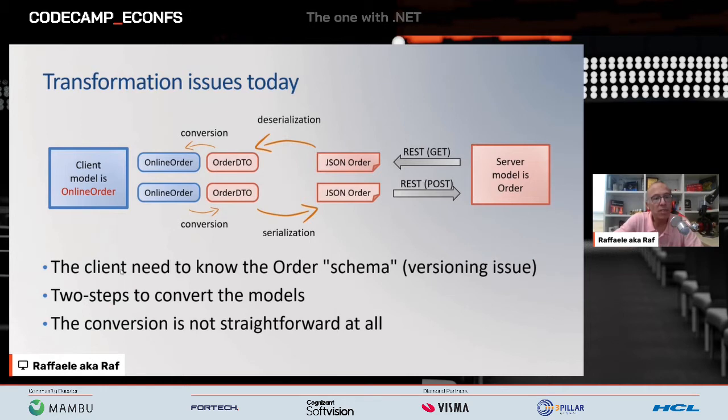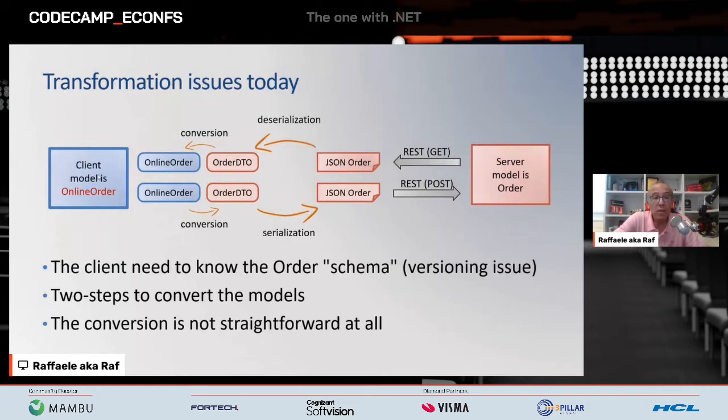So the client, which in my slide is another service, by the way, not the client in the sense of a desktop application or a web application or whatever else. It's just another service. It needs to know the schema, so the shape of the order DTO, because otherwise we cannot deserialize the JSON order. This is a big issue, you know. And also we have a two-step process. So we first deserialize, and then we convert, then we can use the data and go on and on. And this is the problem, the scenario for today.